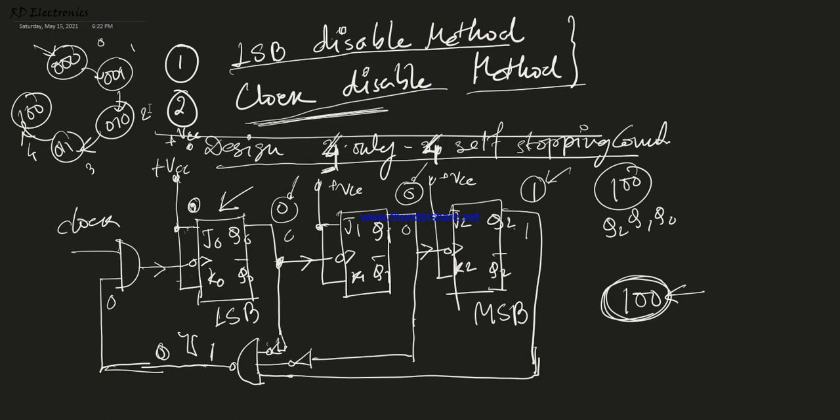One thing should be remembered: the LSB disable method and the clock disable method have the same principle. In the LSB disable method we just disable the LSB bit, and in the clock disable method we just disable the clock. Otherwise the other hardware is the same. By using these two methods we can design mod-4 counters and various counters like mod-12, mod-10, depending on the number of bits. For mod-10 there are 4 bits required, and for mod-13, 4 bits are required.